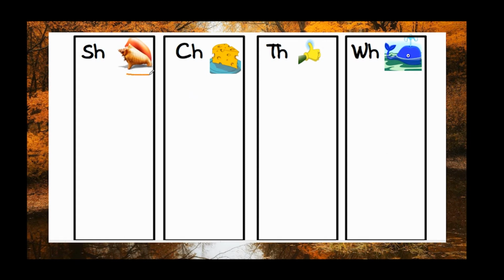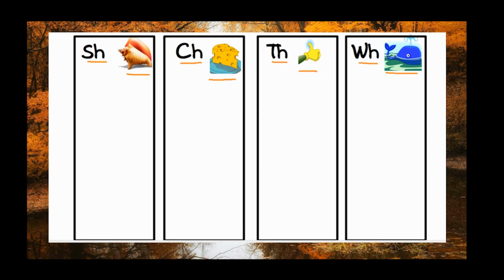So I think this is a shell. This is cheese. That looks like thumb. And then we have a whale. And if you could tell, it's in the correct category. So for instance, for shell, you hear that sh sound. And then for cheese, you hear ch, ease for that ch sound. Next we have thumb, that's on your hand. We have that th sound. And then lastly, we have whale, ale for that wh sound.